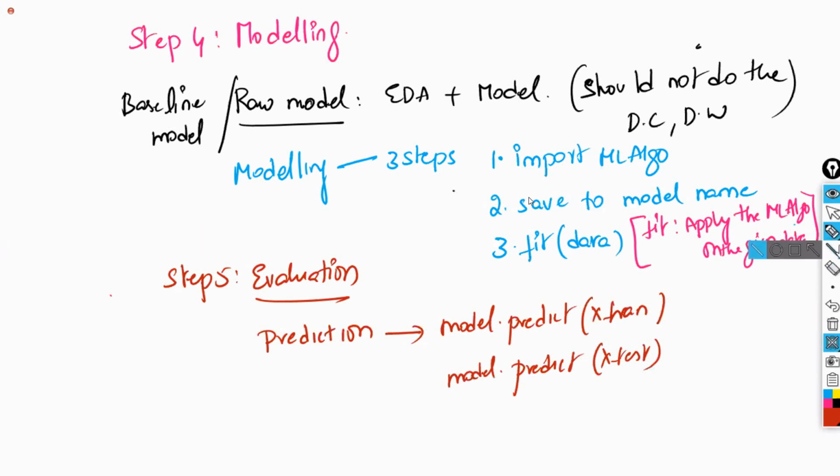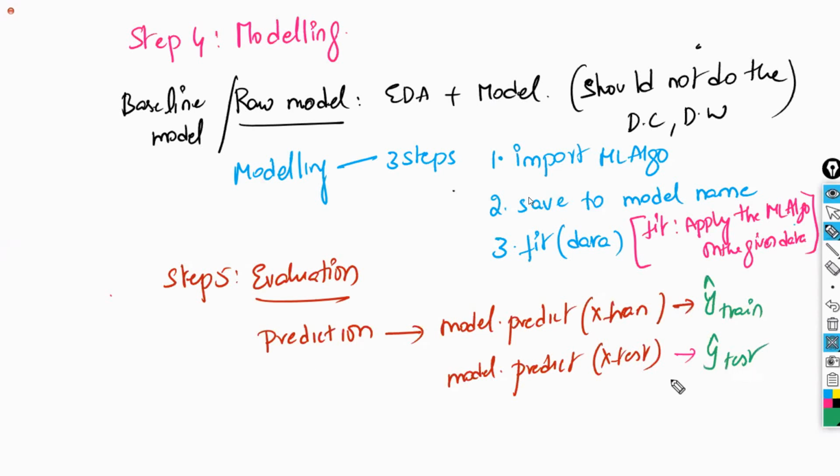Once you predict, the predicted values are there. This is y hat of train, the predicted value on the train data, and this is y hat of test, the predicted value on the test data. Y hat means the predicted value.